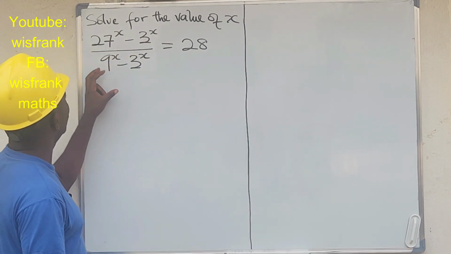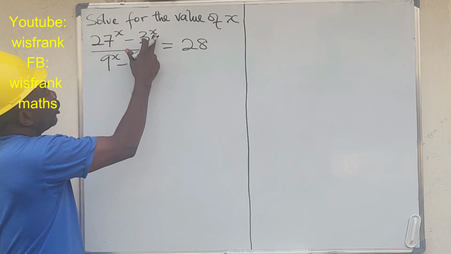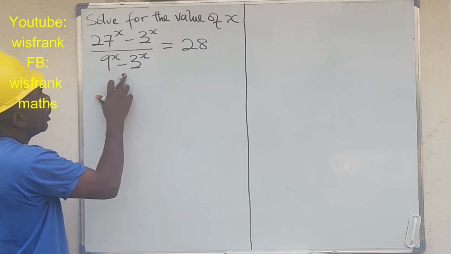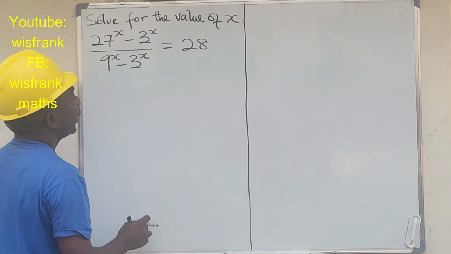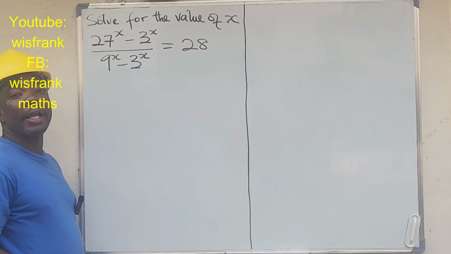Today we are looking at this question and it says solve for the value of x. 27 raised to the power of x minus 3 raised to the power of x all over 9 raised to the power of x minus 3 raised to the power of x equals 28. So in this case, we are going to find the value of x in this exponential expression.